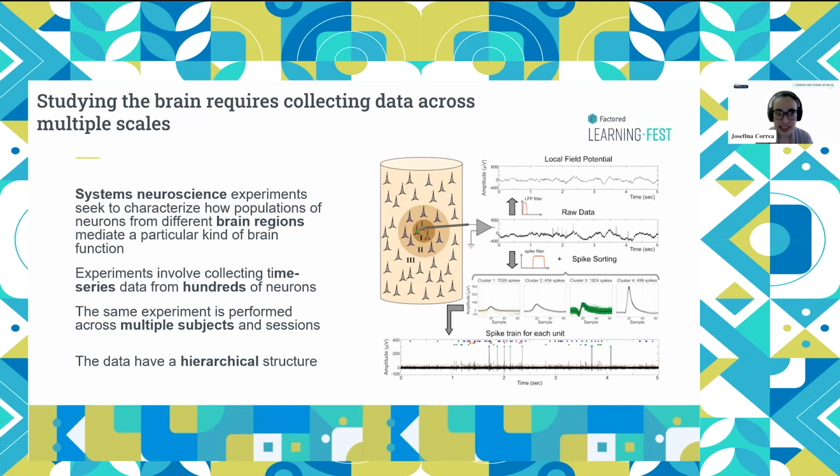In order to understand the brain, we need to collect data across multiple scales. The kinds of experiments for which I analyze data are systems neuroscience experiments. They seek to understand how different parts of the brain are involved in regulating different kinds of brain functions. You can think of how different parts of the brain interact to consolidate memories, or how different parts of the brain interact so that we can have good sleep or have conscious activity.